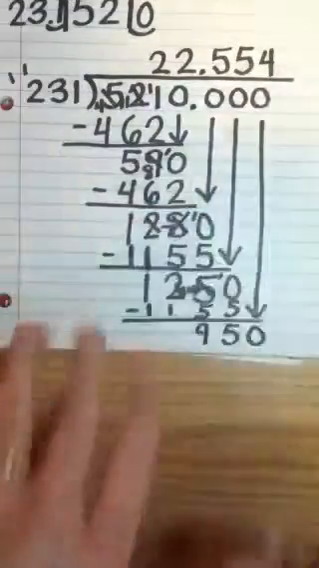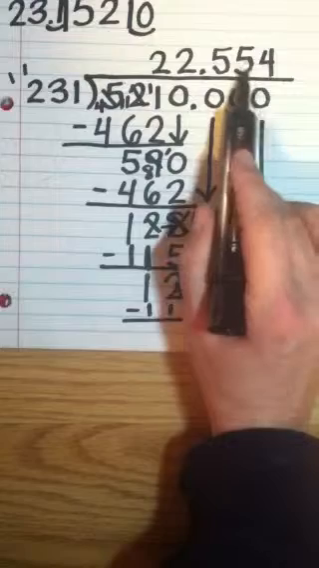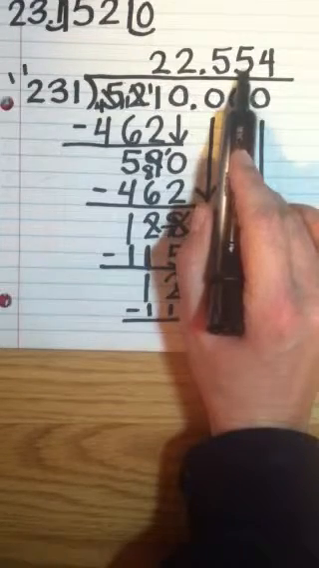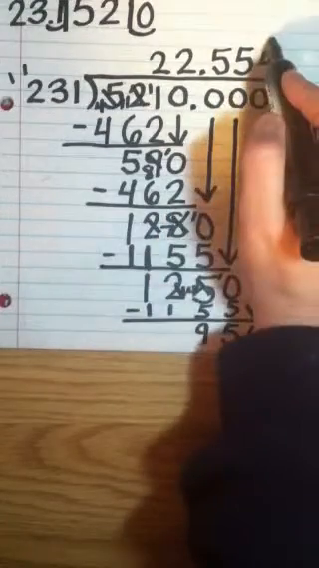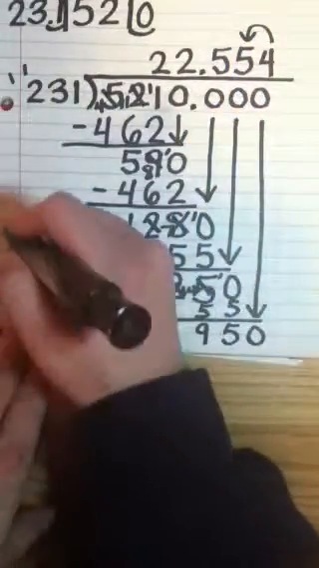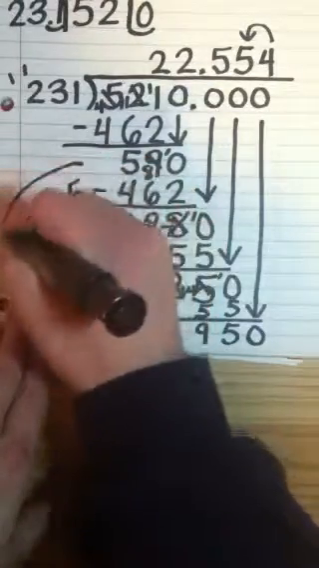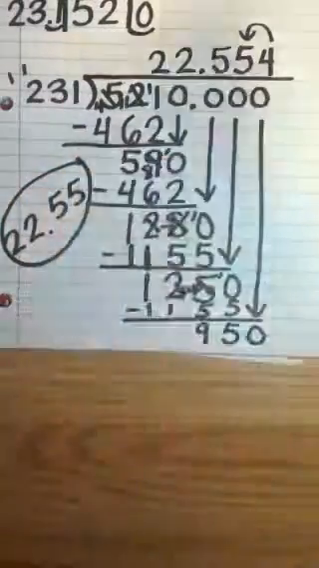And I don't really have to go any further because I know that now I just need to use this number to determine whether or not to round this up or down. And since this is a 4, it's going to tell me to keep the 5 the same. So my answer is going to end up being 22 and 55 hundredths. All right.